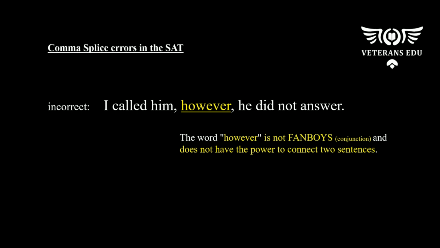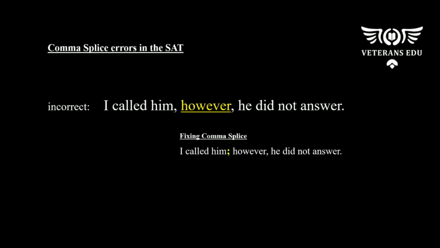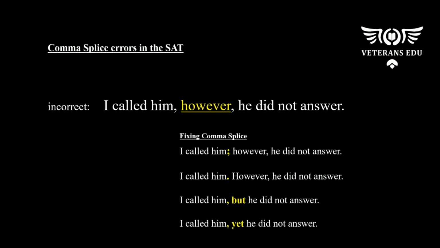Let's try to fix the error on the screen. The first method is to change the punctuation mark. So our option is, we can change the first comma into a semicolon, or we can change the first comma into a period and capitalize the first letter of "however" to fix the error. Another way of fixing this error is to simply change the word "however" into a FANBOYS. For example, I can use ", but" or ", yet" to fix the comma splice error.